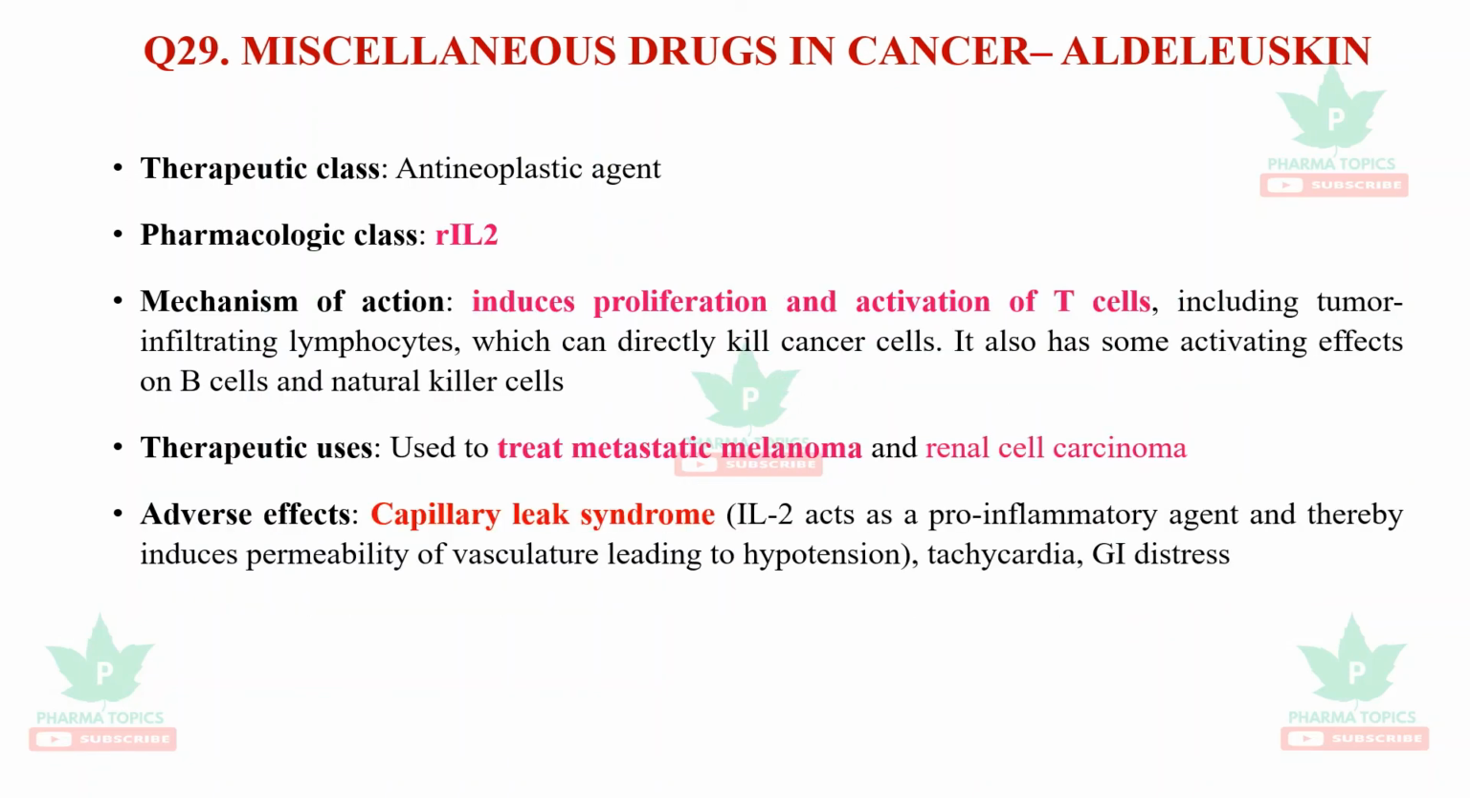Question number 29 is a short note on aldesleukin. It's a recombinant interleukin 2. It induces the multiplication and activation of T cells that act on the cancerous cells and kill them. It is used to treat metastatic melanoma and renal cell carcinoma. It may cause capillary leak syndrome, GI distress and tachycardia as adverse effects.